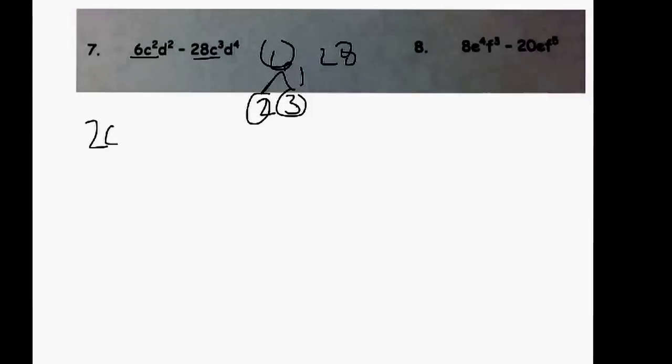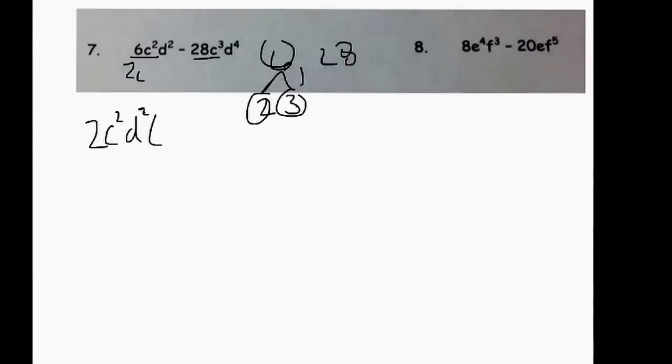I see that they both have a C. The lowest number of C's is C to the second. They also both have a D. And the lowest number of D's is also to the second. So we're going to divide out 2C2, D2, 2C2, D2.